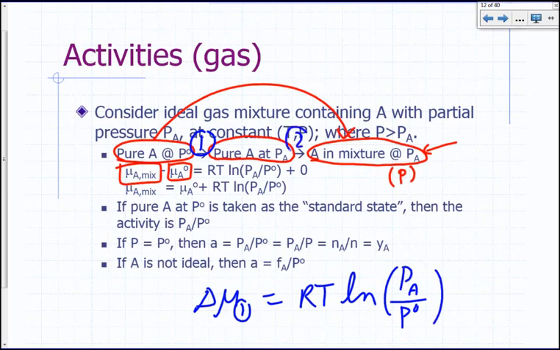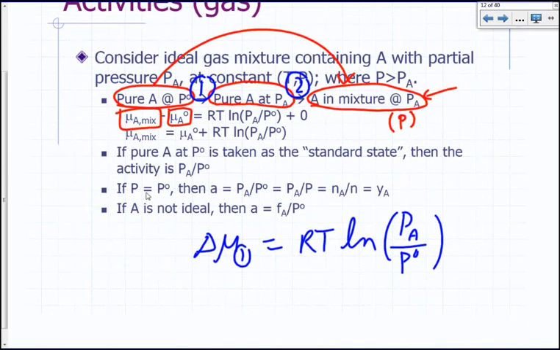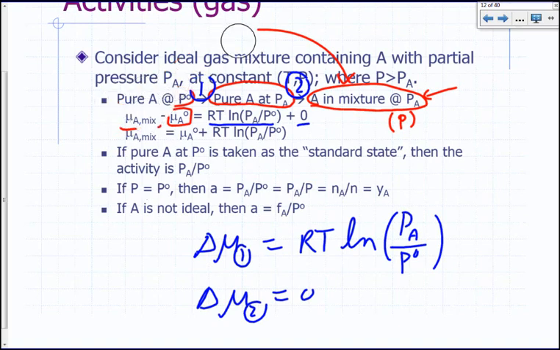The change in chemical potential for step 2 will just be equal to 0. Why? Because it's an ideal gas mixture. A really doesn't care about the presence of the other gases in there. So delta mu for the first step is RT ln of P sub A over P naught, and delta mu for the second step is 0. Okay, let's clean this up a little bit.